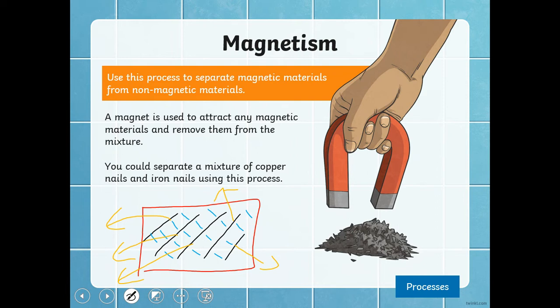Because those parts that are attracted to the magnet are taken away with the magnet, all I would have left is the blue pieces or the non-magnetic pieces. And so that's the idea.